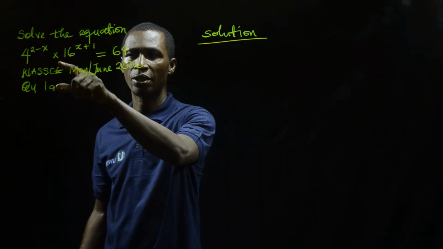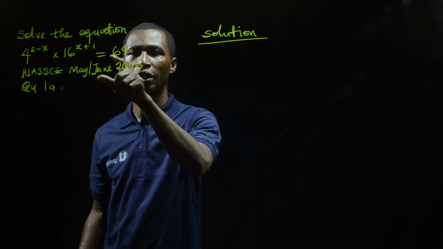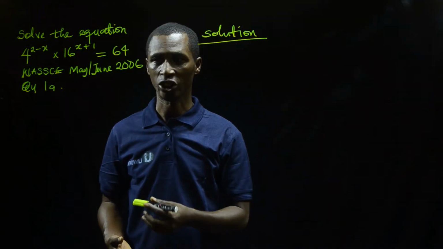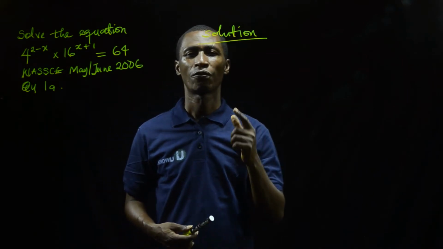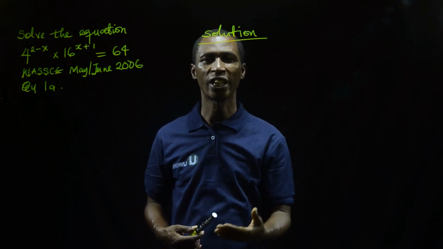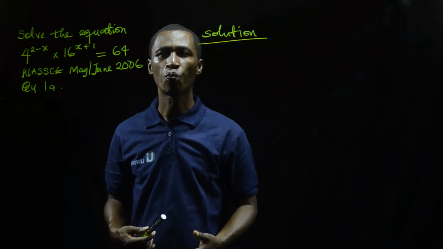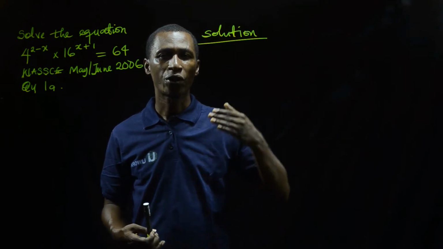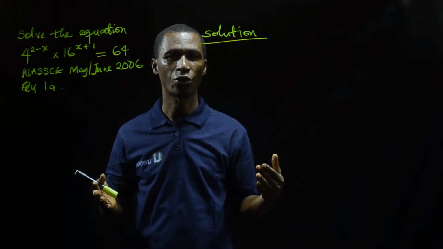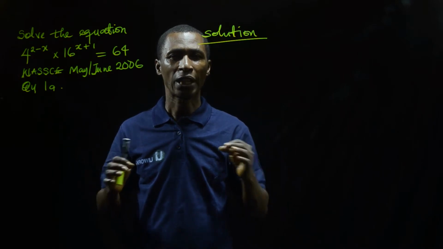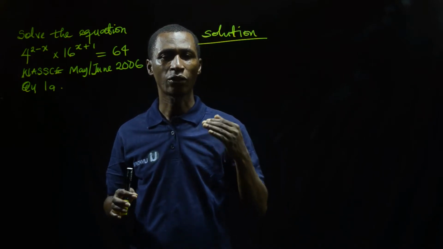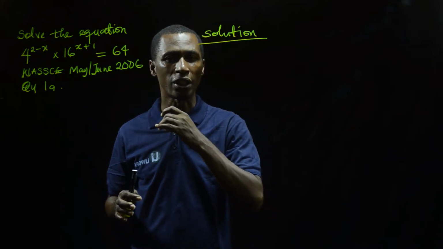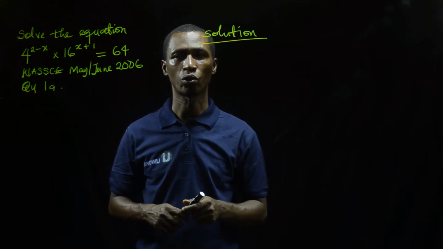What we have now is, the question reads: solve the equation 4 to the power 2 minus x times 16 to the power x plus 1 equals 64, which is 2006 May-June question number 1A. From my initial explanation, I made it clear to you that before you can solve exponential equation questions, both the right-hand side and the left-hand side of your equation must have the same base. If the bases are not the same, you try your best to express whatever you have in the same base. If not, you have to apply log to the function.